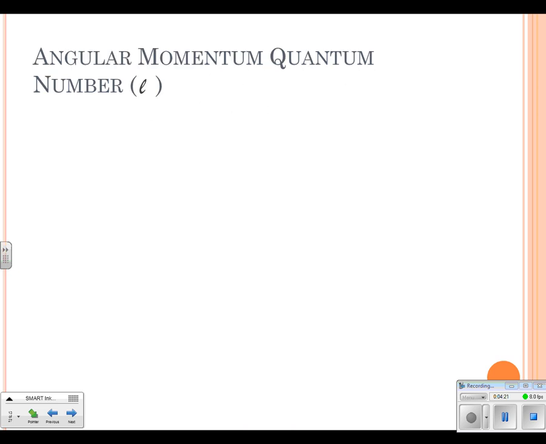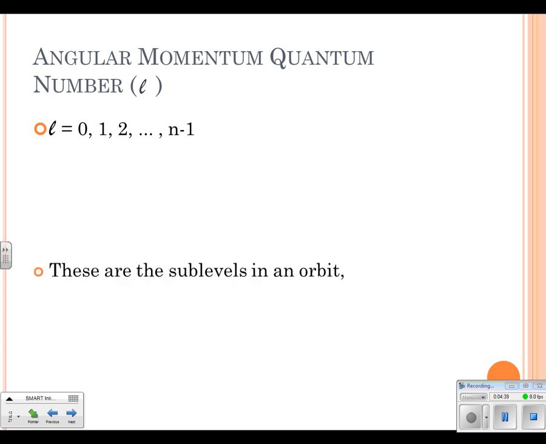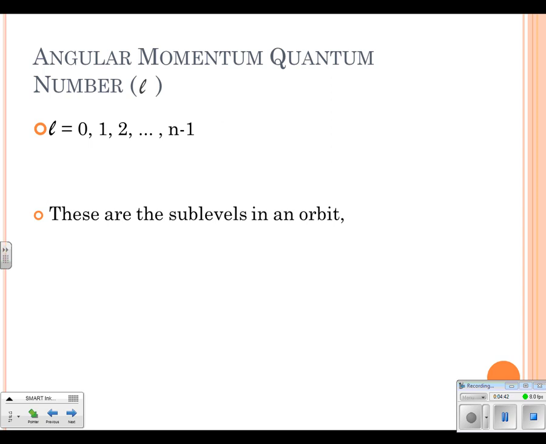So the next quantum number is called the angular momentum quantum number. It is represented by an L, and it's usually written in cursive like this, so you can tell it's an L and not a 1. L can be 0, 1, 2, and it's going to be a whole bunch of numbers, going up to n minus 1. This will make more sense in a second, but these are the sublevels that I was talking about. Within the energy level, these are the sublevels.